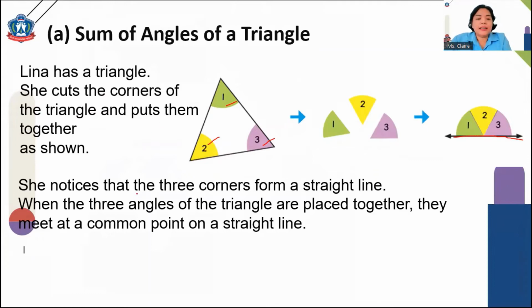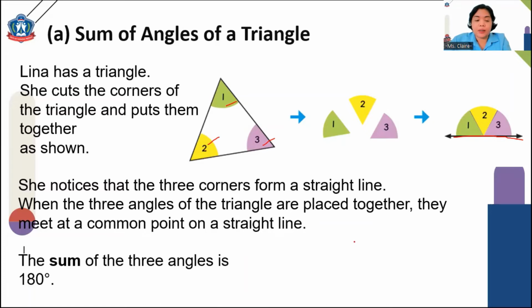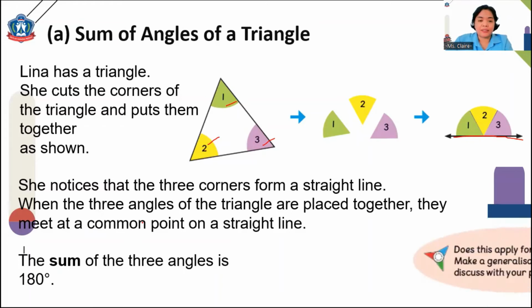So she notices that the three corners form a straight line. When the three angles of the triangle are placed together, they meet a common point on a straight line, correct? So the sum of the three angles is 180 degrees. Therefore, the sum of the angles of a triangle is equal to 180 degrees. Because for a circle, the total measurement for a rectangle is 360. Remember, triangle is half of quadrilaterals.